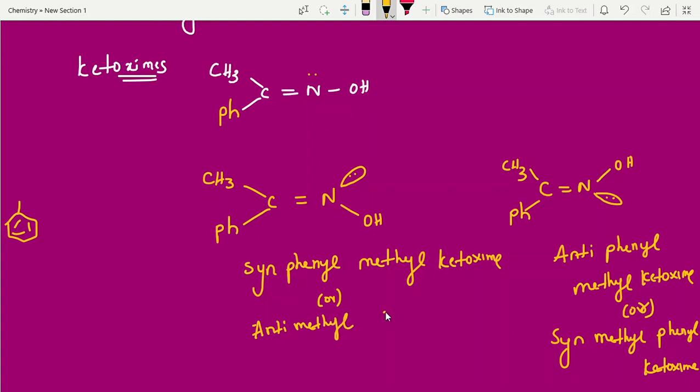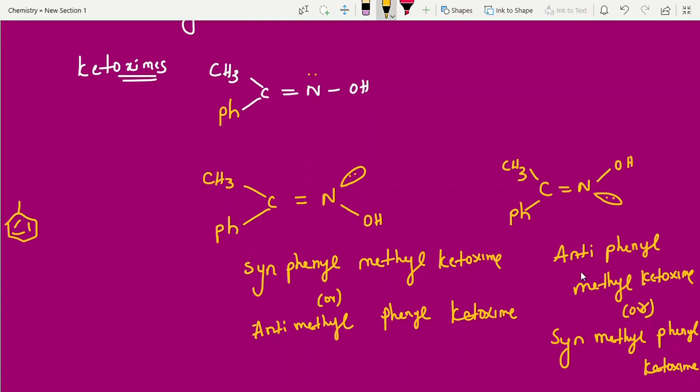Anti-methyl phenyl ketoxide. Okay, final conclusion I am giving here, students. With respect to the lone pair, with respect to the OH group, the syn position phenyl group, same side, is nothing but syn-phenyl methyl ketoxide. Or else you can write the opposite also. Opposite, who is there? Methyl group, no? Anti-methyl phenyl ketoxide.